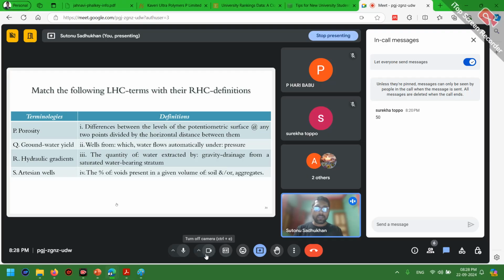I'll wait for a couple of minutes. Type it in the chat box. Q is related with 3.